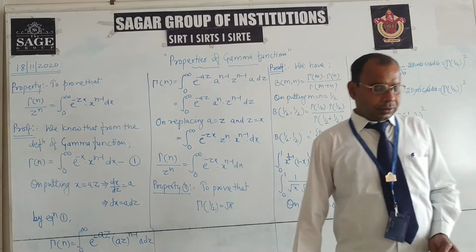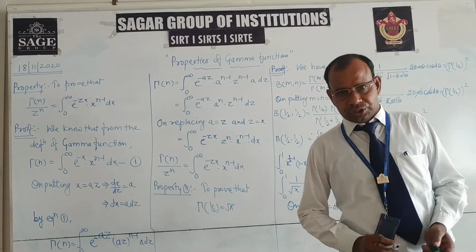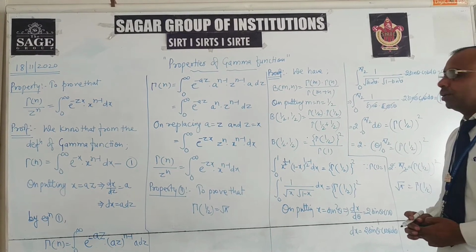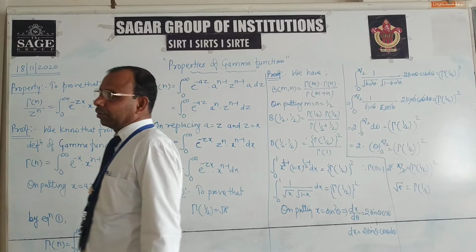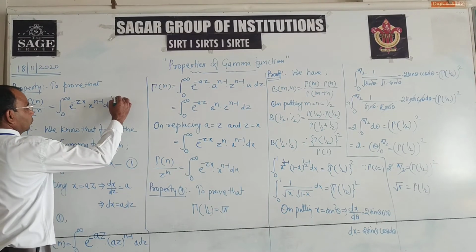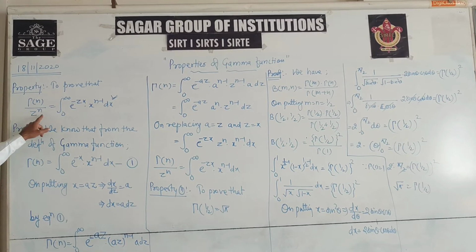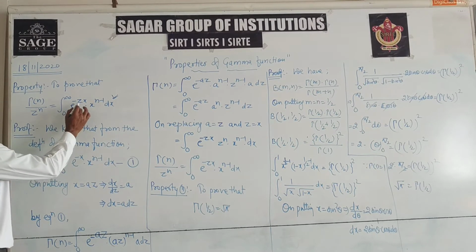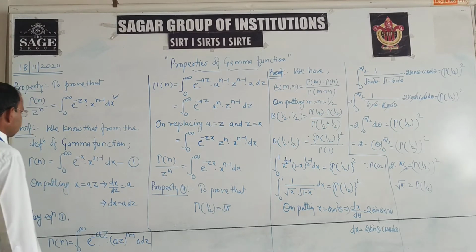We discussed the properties of the gamma function in the last lecture. In today's lecture, we will cover the next important properties of the gamma function. Number one: gamma n upon z to the power n is equal to the integration from 0 to infinity of e to the power minus zx into x to the power n minus 1 into dx.